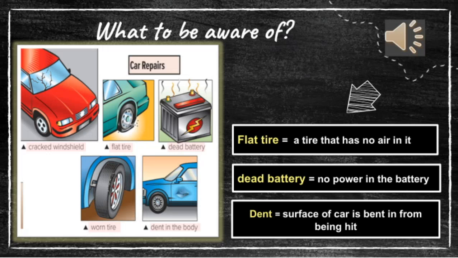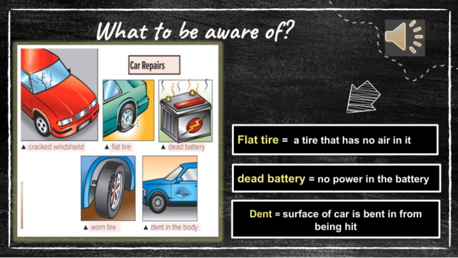All right, let's talk about some common issues you might encounter with a vehicle. First, a dent is basically when the surface of the car is bent inward, usually from being hit or bumped. It's important to be aware of dents because they can sometimes hide more serious damage underneath. Next, a dead battery simply means there's no power in the battery, so the car won't start. This can happen if the battery is old or if you left the lights on.